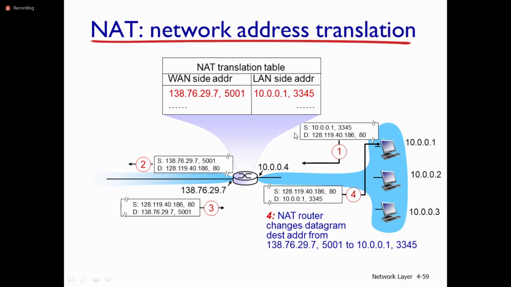For the leaving datagrams, source address and port number are changed. For the incoming datagrams, destination address and port number are changed by using the same network translation table. See, the destination address is replaced with the initial source IP address by using the network translation table.